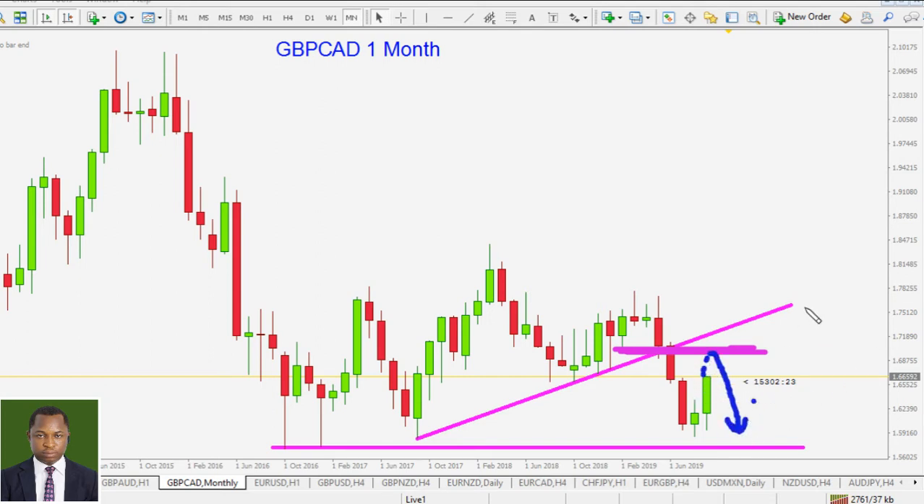All right, this is actually a pullback. That's the trend in there. This is the pullback, so we're expecting to see price come back down. For all those who took trades just around that area, well, that was a critical mistake. We took the trade just around where price was about to make the pullback.